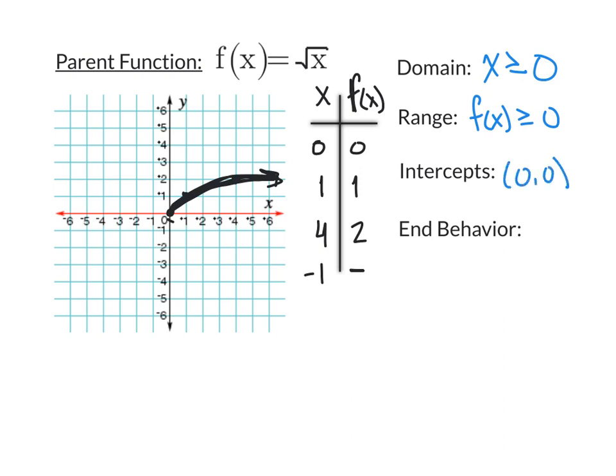They're at the origin. And then when it comes to the end behavior, what happens as x approaches infinity? So as x gets bigger and bigger and bigger, if we take a square root of a larger and larger number, the square root also gets larger and larger. So f of x is also going to approach infinity.